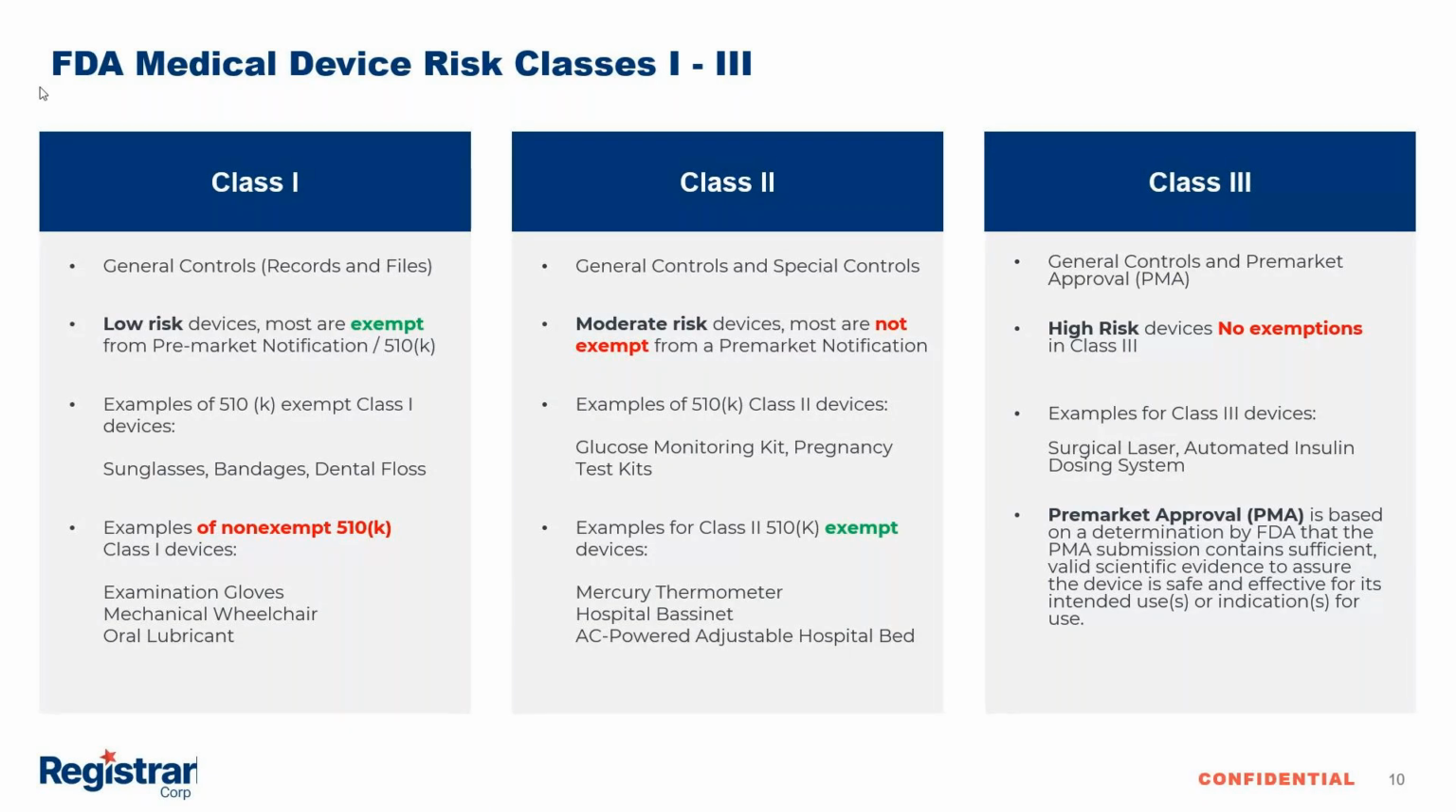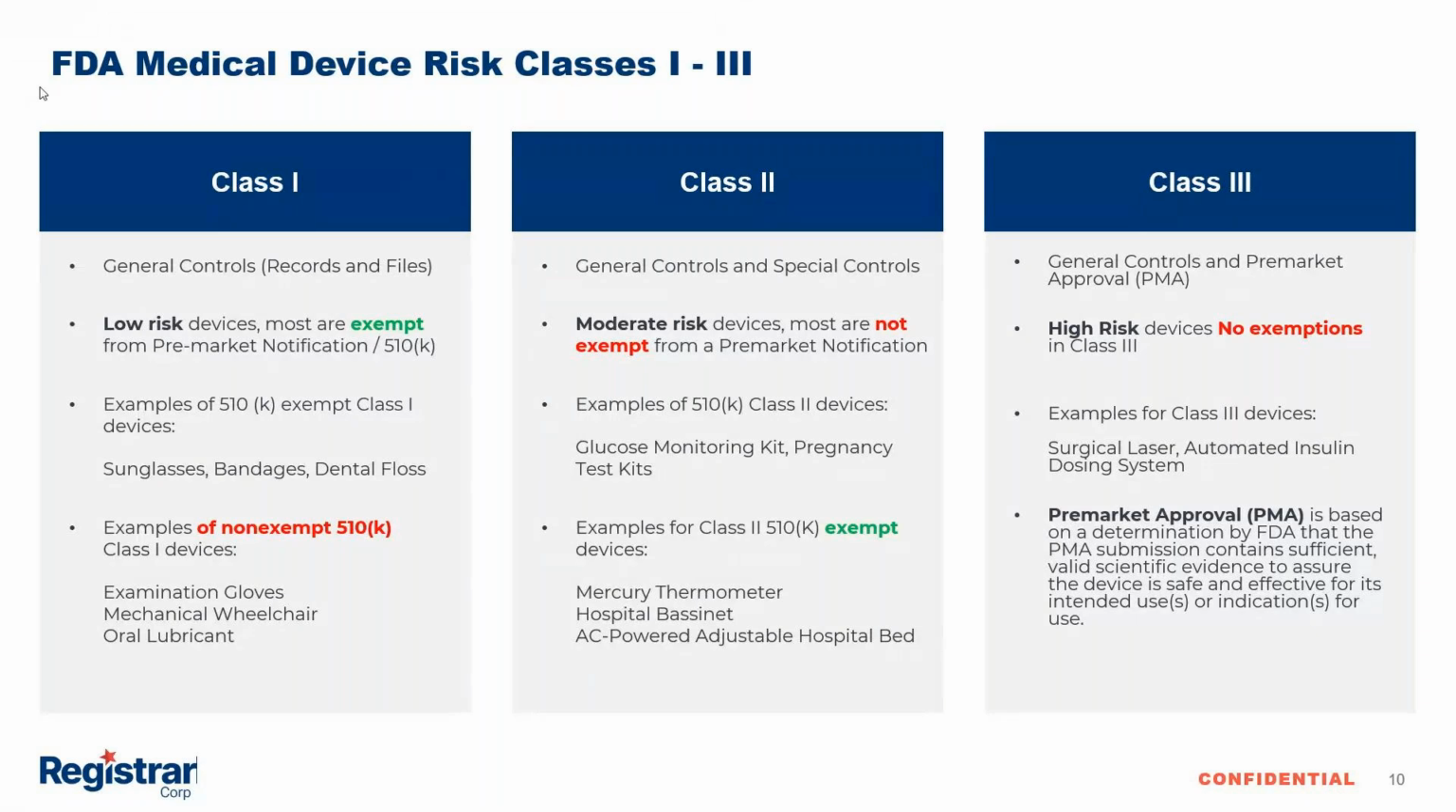Then we have class 2, where there's an additional level of controls coming in. In the US, it's called special controls for class 2, and special because they apply to certain devices, or are specific to a kind of device. We have the moderate risk here. Most class 2 devices are not exempt, but still you will also find 510K exempt devices under class 2. However, not exempt and requiring a 510K in class 2 would be a glucose monitor kit or a pregnancy test kit.